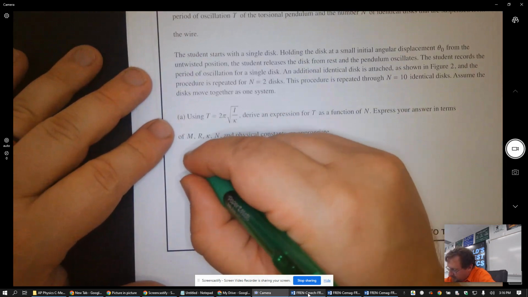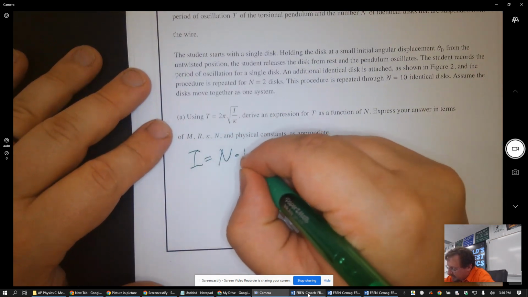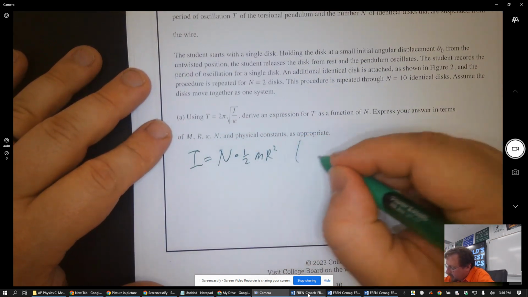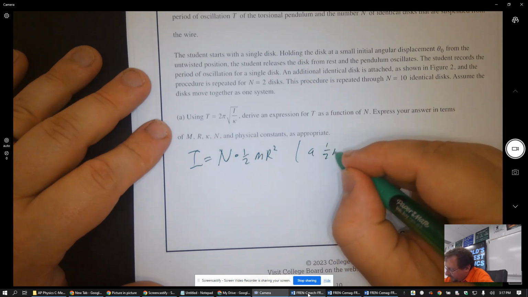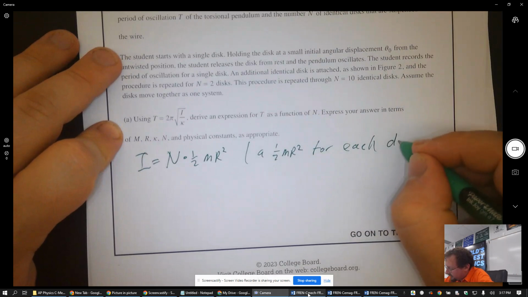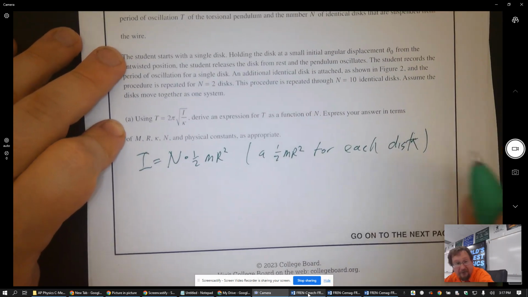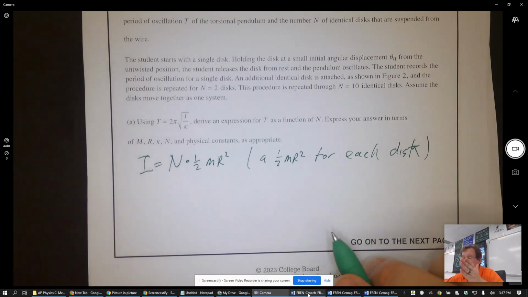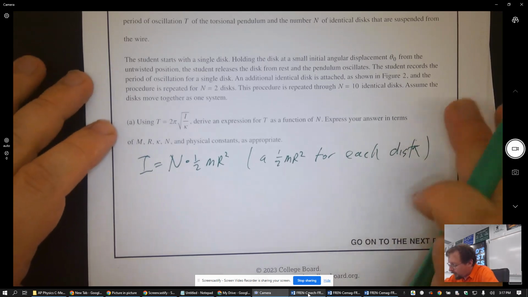Well, here's the deal. I'm just going to say I is N times 1/2 mr squared, which is 1/2 mr squared for each disk, right? Okay. A 1/2 mr squared for each disk. A chicken in every pot, a car in every garage, a cancer in every brain, and a 1/2 mr squared for every disk, right? Okay, so there we go.